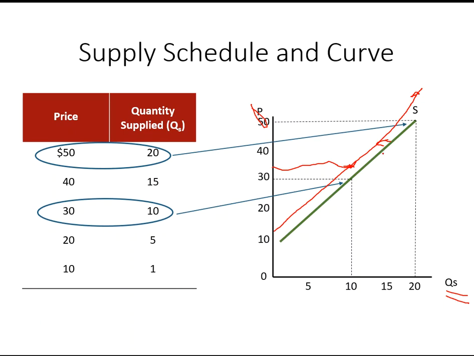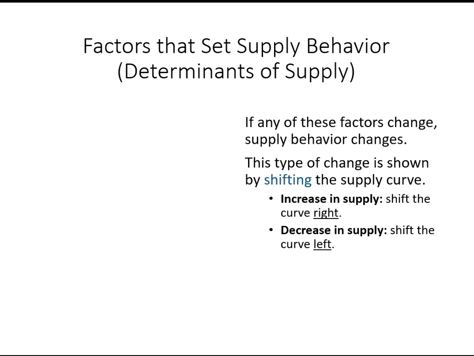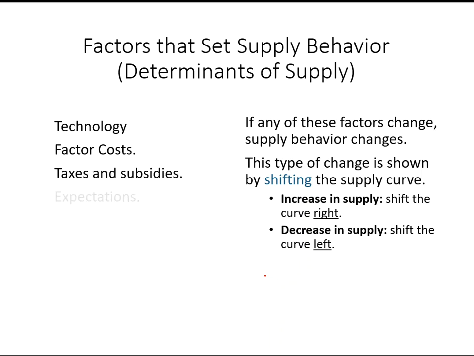So this is just one example. Which means if we are not considering the product price changes, if other factors are changing, it will shift our curves. So now let's look in more detail. What are the factors that will shift our curve? We have technology, factor costs, taxes and subsidies, expectations, other goods, and the number of sellers.